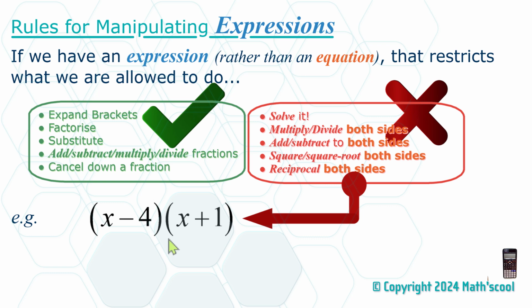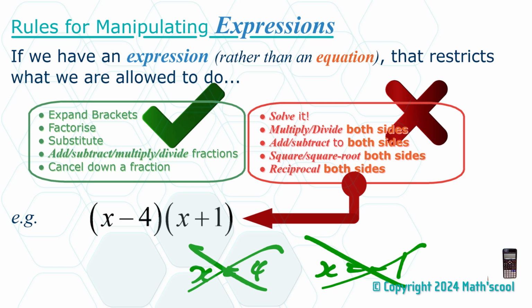But we can't solve this. So you can't solve it. No, it doesn't have an equal sign. You can't solve it if it doesn't have an equal sign. So don't try and solve it and end up with some weird answers like x equals 4 and x equals -1, because that's not an equation. It's an expression. It has no solutions.